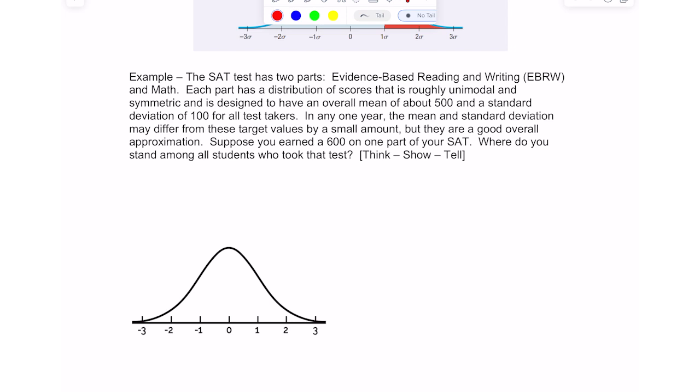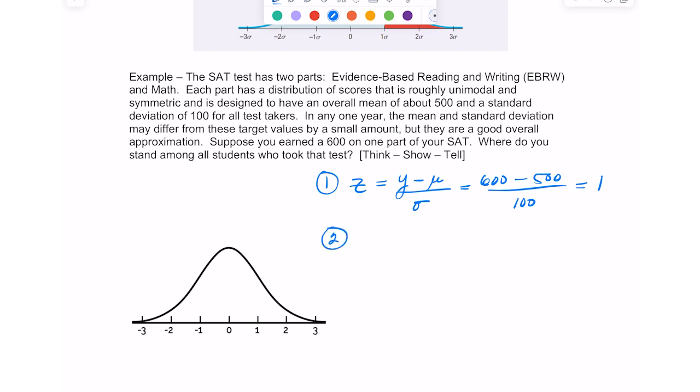Okay, now to show that, I have my sketch of my normal model, and I know it's normal because it says that the distribution of scores is roughly unimodal and symmetric. So I can apply the normal model, and I want to calculate some things. The first thing I want to find is, what is my z-score if I'm scoring a 600 on the SAT? And remember, your z-score is just your value minus the mean divided by the standard deviation. So my value is 600, and I know the mean is 500 and the standard deviation is 100. So that gives me 1.